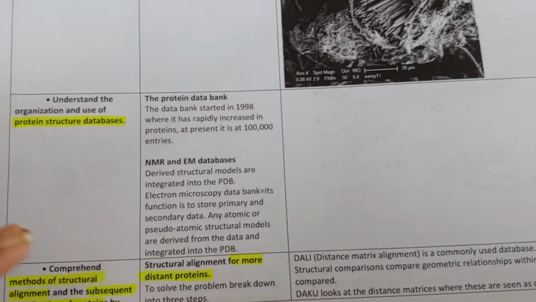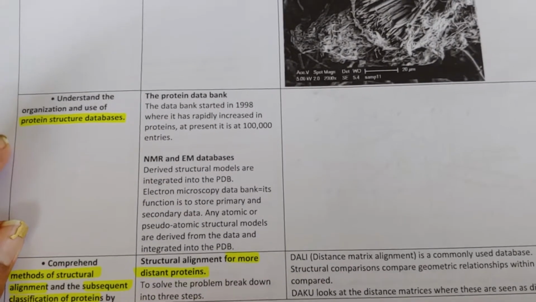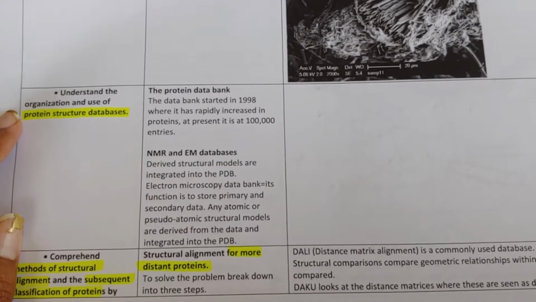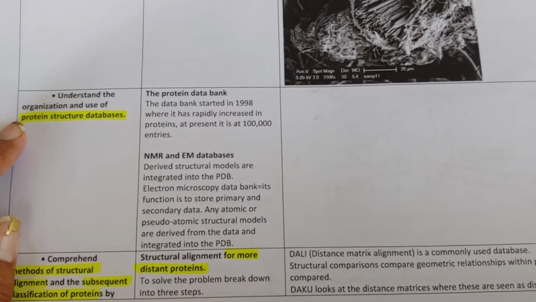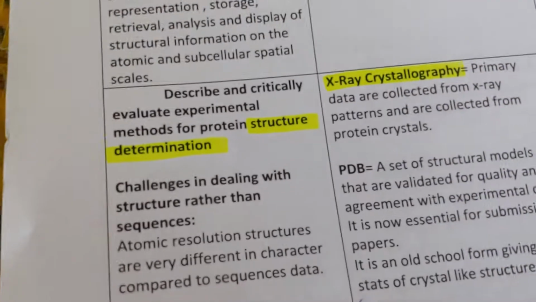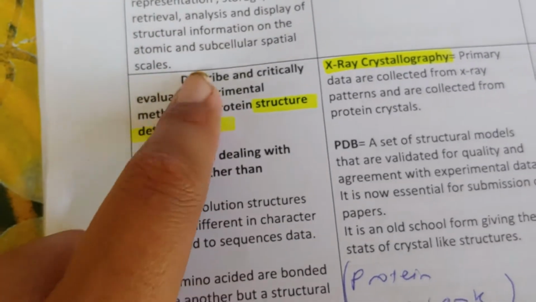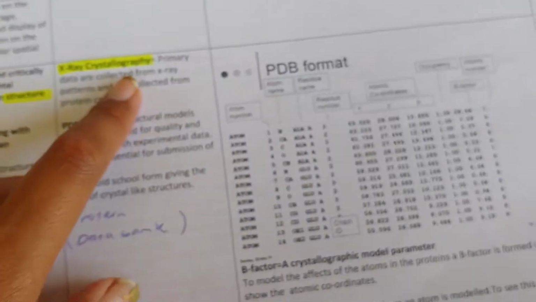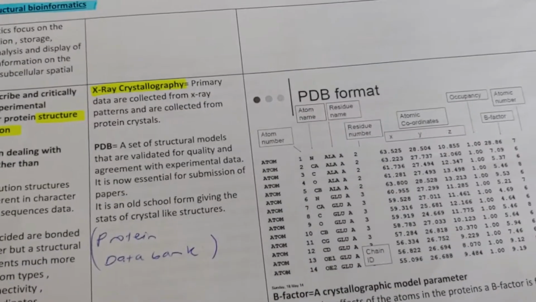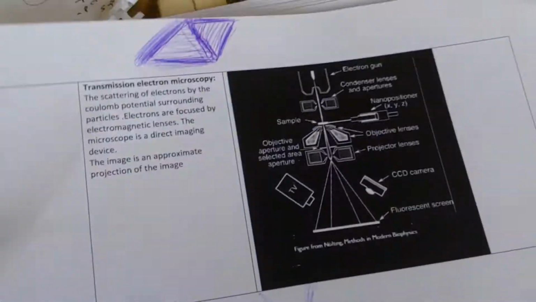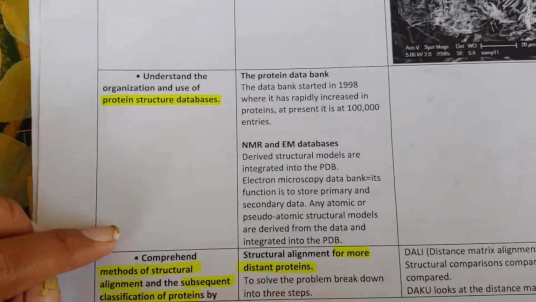So in order to keep me on track, I've just put a note here of what I need to find out about those different methods, so I understand the organization and use of protein structure databases. So within that question, describe and critically evaluate experimental methods for protein structure, I've described the different methods by listing them here and having pictures alongside to remind me of what they actually are. And then I'm evaluating them in this section here.